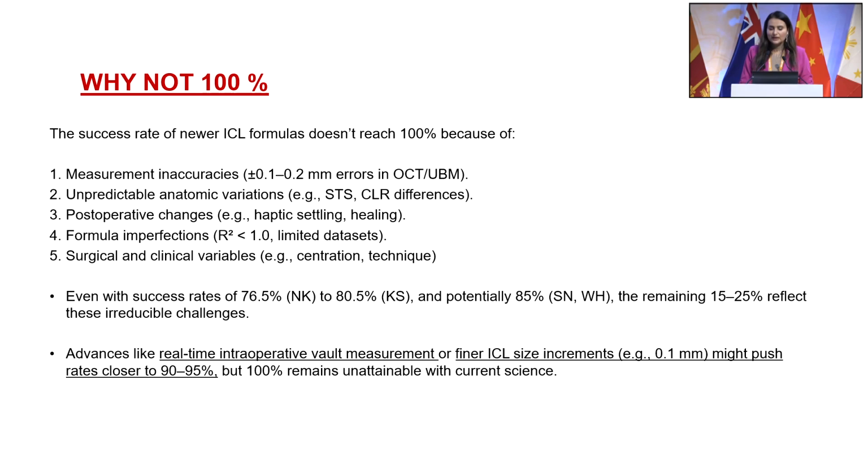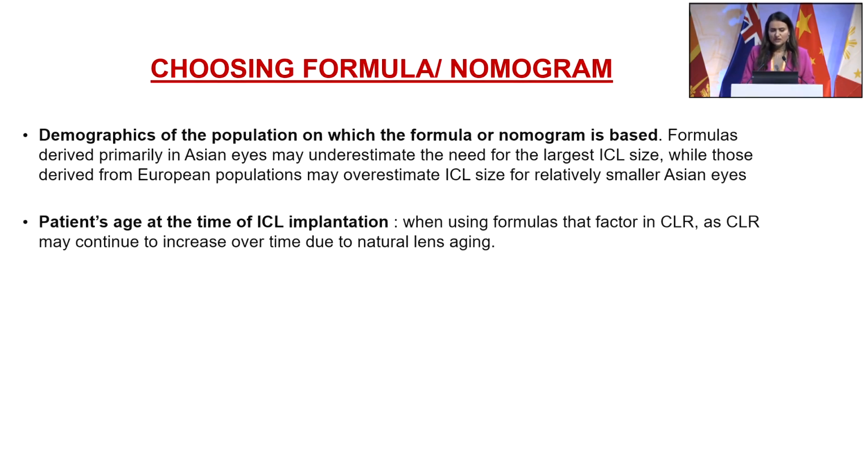However, if you use real-time intraoperative vault measurements, and also if ICLs are available in finer increments of, let's say, 0.1 mm, that might push the rates closer to 90 to 95%. So choosing a formula, choose the proper demographics, because not all formulae are for all ethnic races. And also the patient's age at the time of ICL implantation should be considered. For those formulae where CLR is used, the CLR may continue to increase over time due to natural lens aging. So this should also be kept in mind.